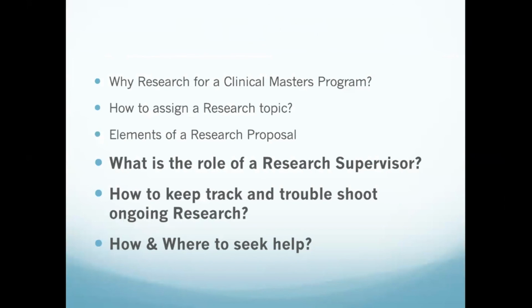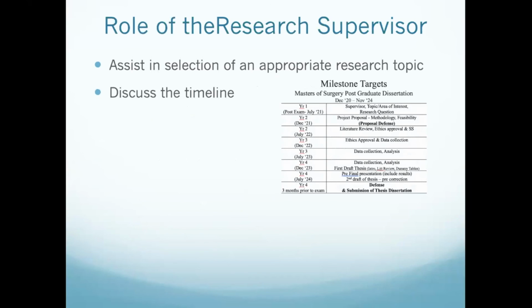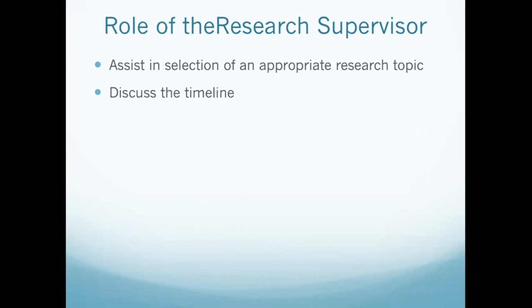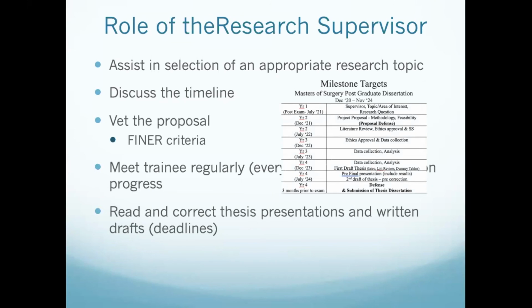So we're coming to the last talk, which is the role of the research supervisor, as well as how to troubleshoot. The research supervisor, who has already been appointed for all of y'all, assists you in the selection of the appropriate research topic. They should be discussing the timeline, what I showed you earlier, and they should vet the proposal based on the final criteria. They should meet the trainee regularly, and they should read and correct the thesis presentations and written drafts as long as they've been provided prior to the deadlines.